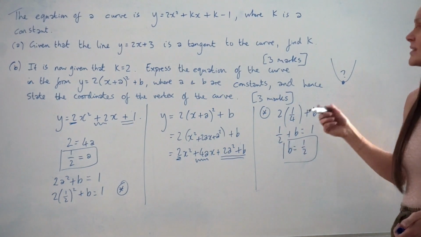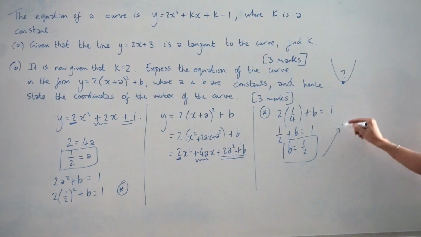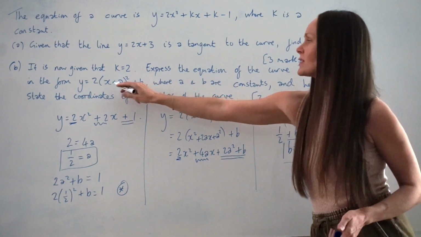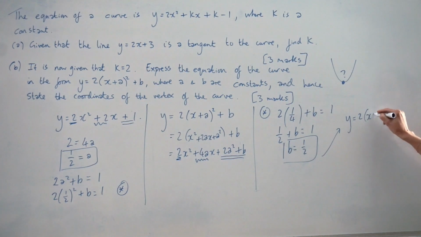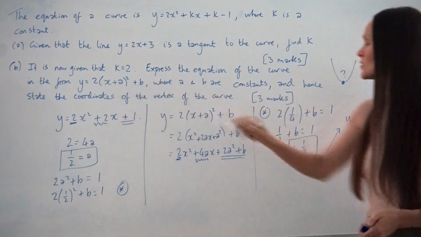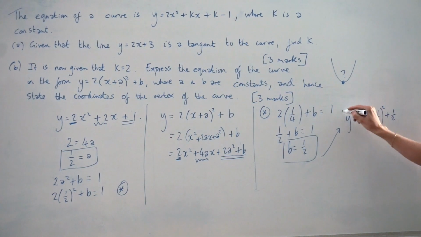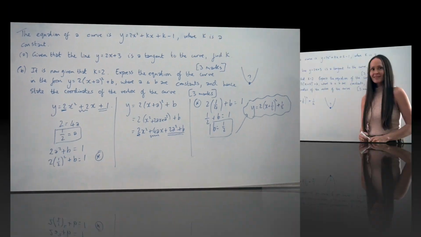So if you're writing the equation of this curve in this form, just to summarize, instead of y equals 2 times x plus a, we've got x plus a half because a is a half. Square the brackets, and then instead of plus b, we've got plus a half. Okay, so you're just replacing a and b with a half. So we've written the equation of the curve in the form given.